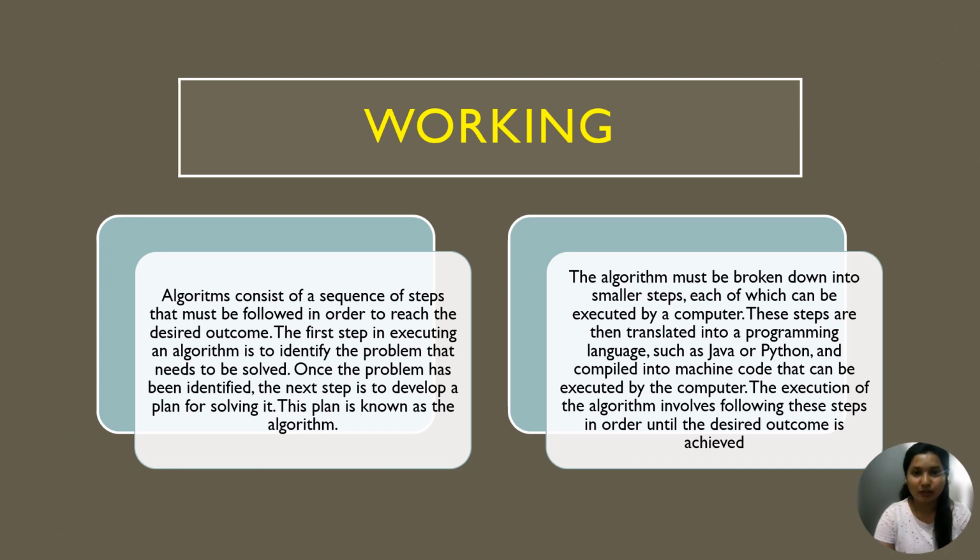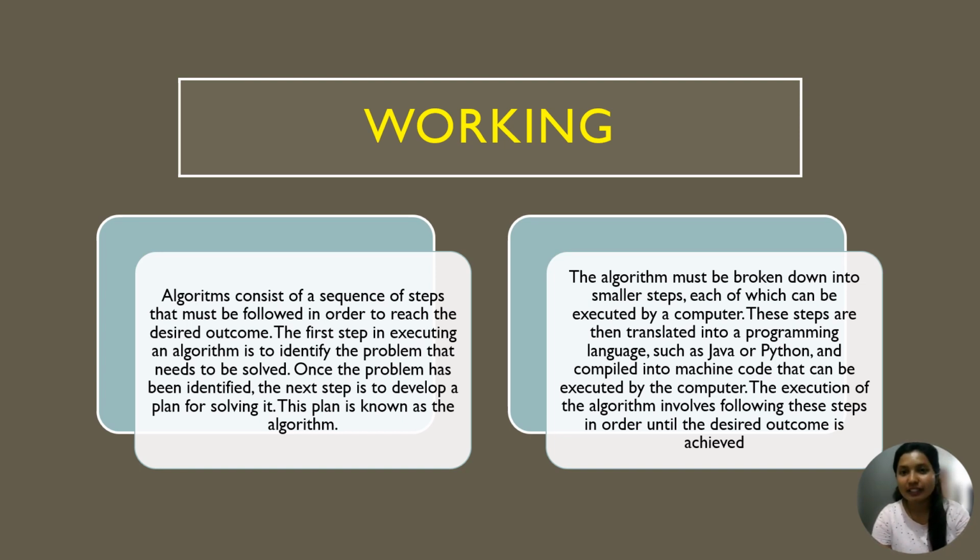Next, working of algorithms. Here is how an algorithm works. An algorithm consists of a sequence of steps that must be followed in order to reach the desired outcome. The first step in executing an algorithm is to identify the problem that needs to be solved. Once the problem has been identified, the next step is to develop a plan for solving it. This plan is known as the algorithm.